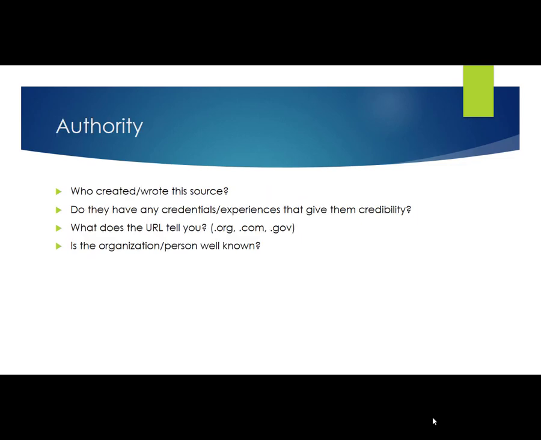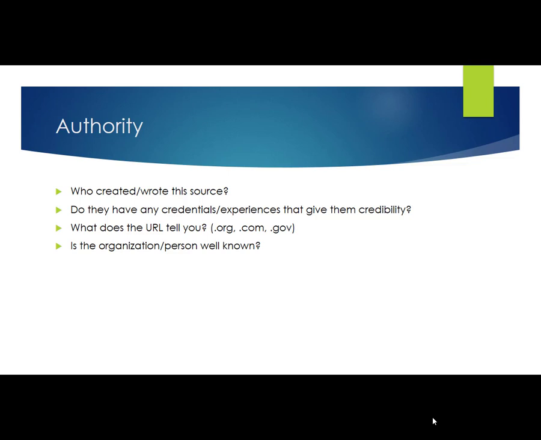The first letter A stands for authority, which has to do with who created the source that you're looking at. Ask yourself who published the source, whether it's a person or organization. What are their credentials? Do they have any training or experiences that would make them a credible source on your topic? Are they well known in their field?